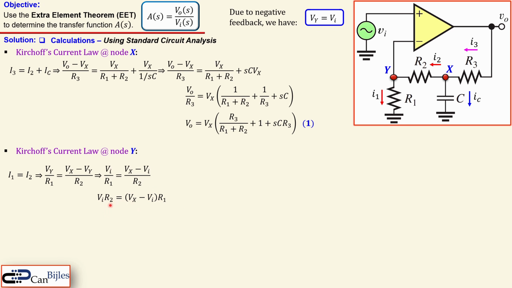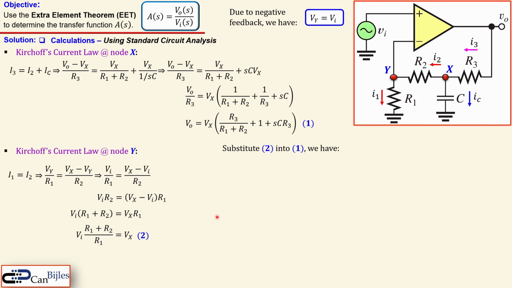Now let's work out the parentheses and collect the terms on the left side for Vi. That's what you see here. So I now have minus Vi times R1 to the left. And I can now divide by R1, left and right hand side. So I have an expression for Vx, which is actually what I want to replace here. So this is equation number 2.